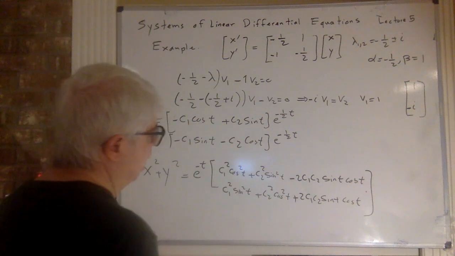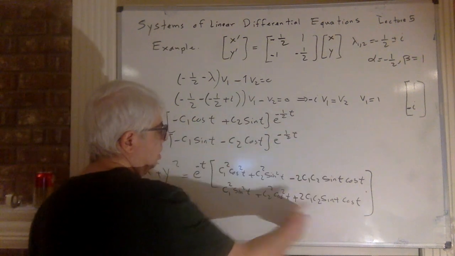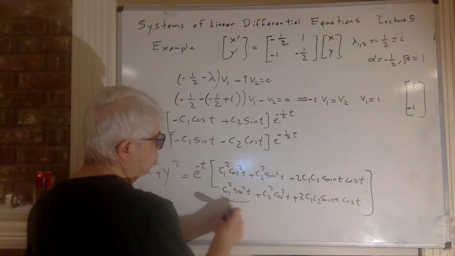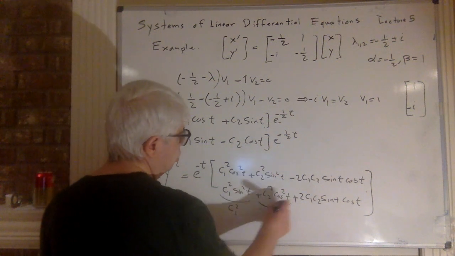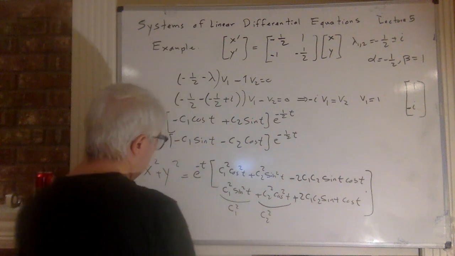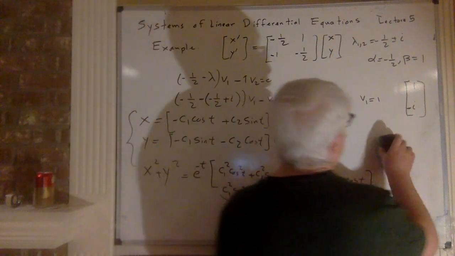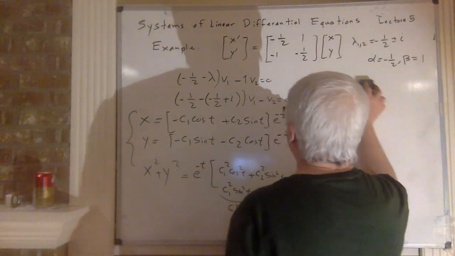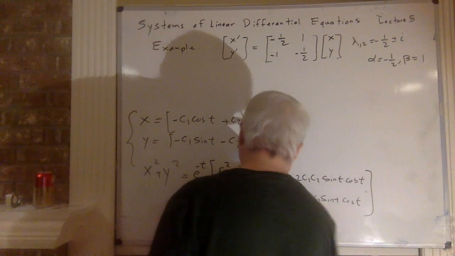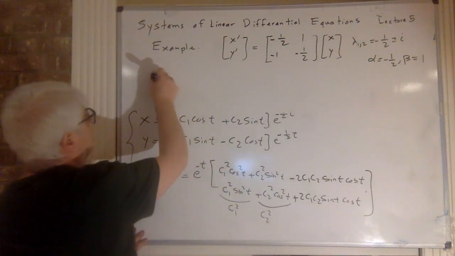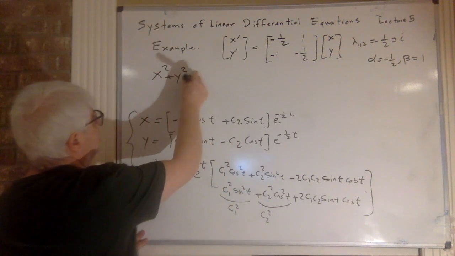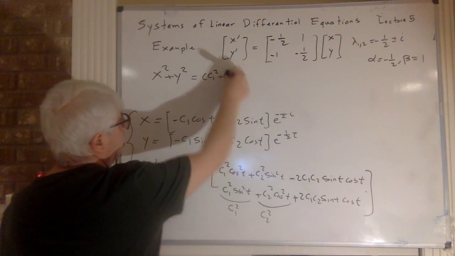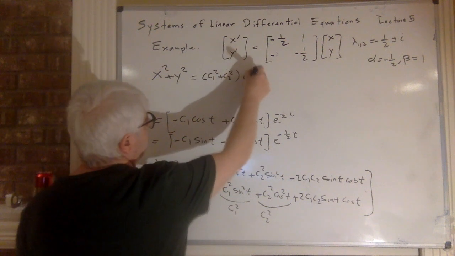Now when I add them, this cancels. What happens to this? This is sine squared plus cosine squared, so this one is c1 squared, and this one is simply c2 squared. So I have this interesting result that x squared plus y squared is some constant times e to power negative t.